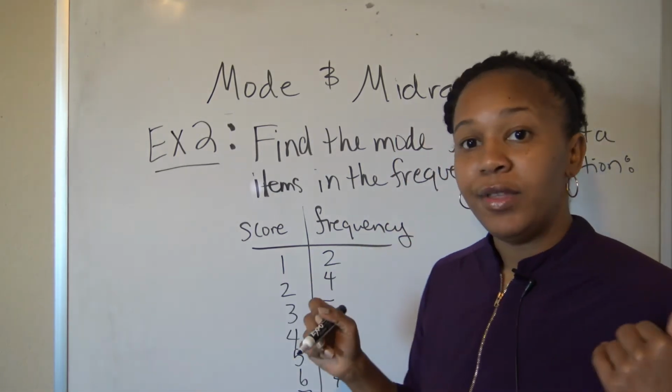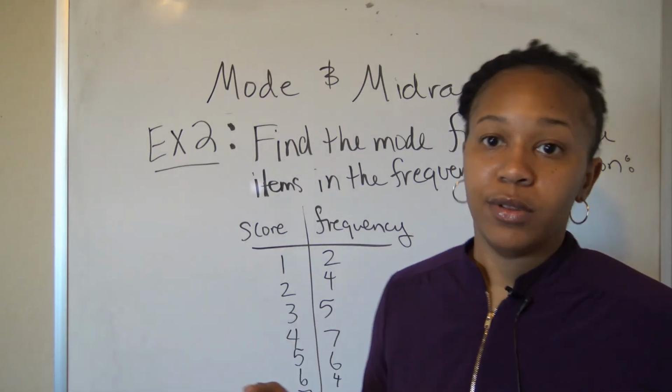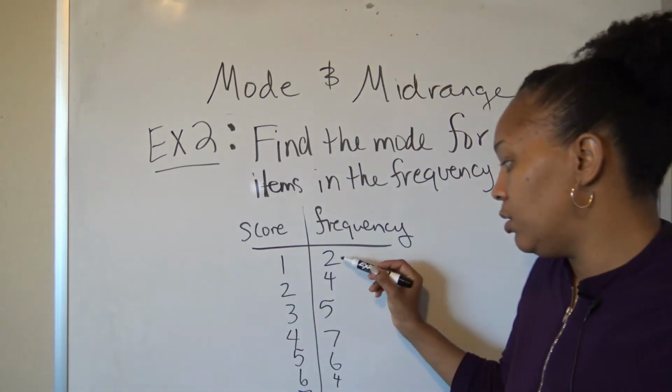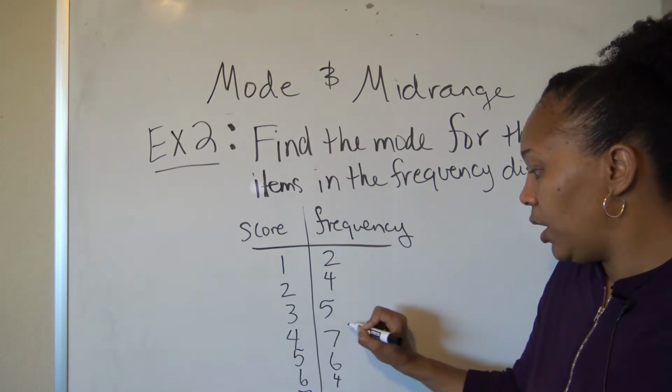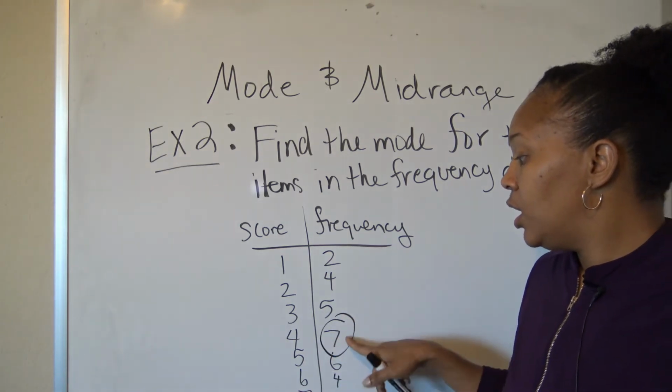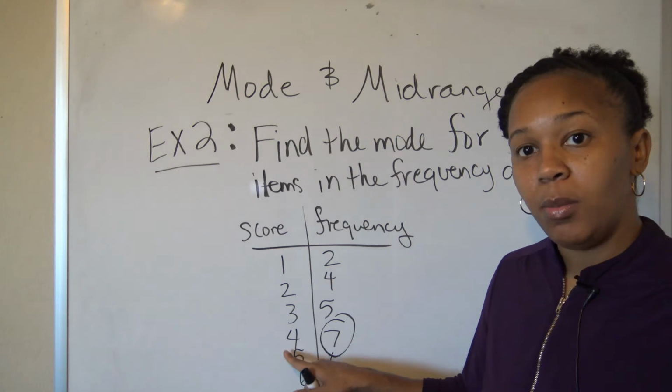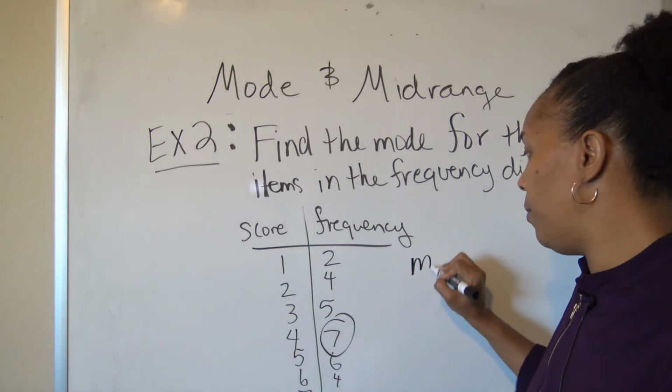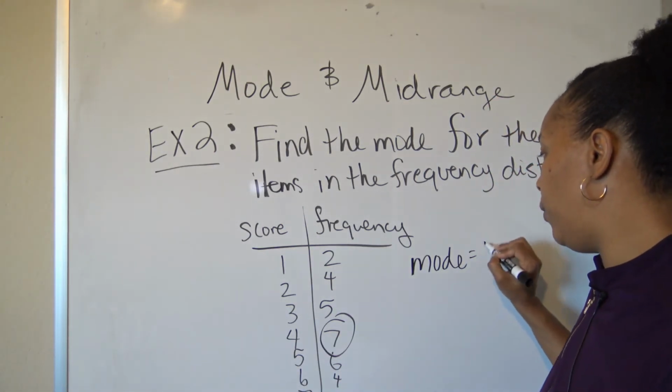Since I'm looking for the mode, the one that appears the most, I'm looking for the one with the highest frequency. So basically, you just look and figure out which of these numbers is the biggest, and it's the 7. That means this data point appears the most, which is 4. Therefore, your mode for this one will be 4.